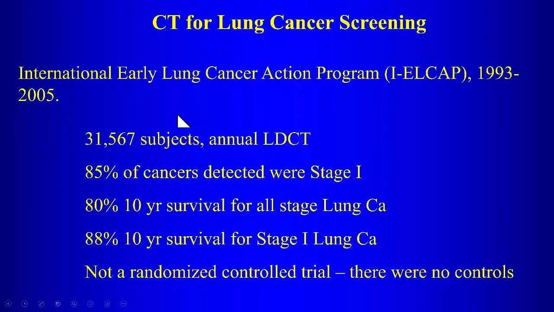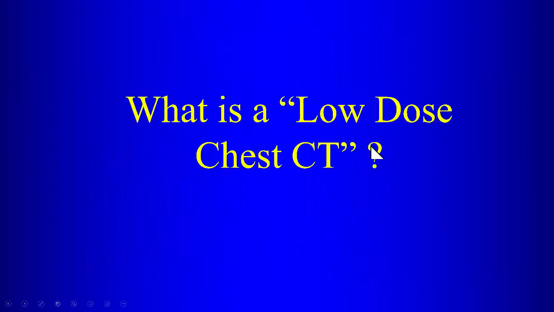So this led to the International Early Lung Cancer Action Program between those years, a much larger study, over 31,000 subjects. Here again, 85% of cancers were stage 1A, with 80% 10-year survival for all stages of lung cancer, and 88% 10-year survival for stage 1 lung cancer. Again, this was not a randomized controlled trial. There were no controls. They were only looking at patients who smoked, with CT. There was no control arm here.